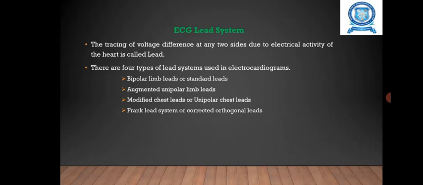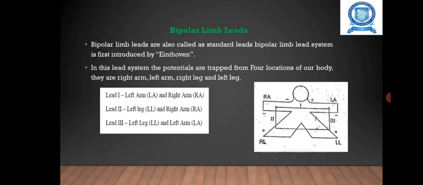Next one is the ECG lead system. The tracing of voltage difference between any two sites due to electrical activity of the heart is called a lead. There are four types of lead systems: bipolar limb lead, augmented unipolar limb lead, modified chest lead, and Frank lead system. First, we are going to see the bipolar limb lead. It is also called the standard lead, the bipolar limb lead system. It was first introduced by Einthoven.